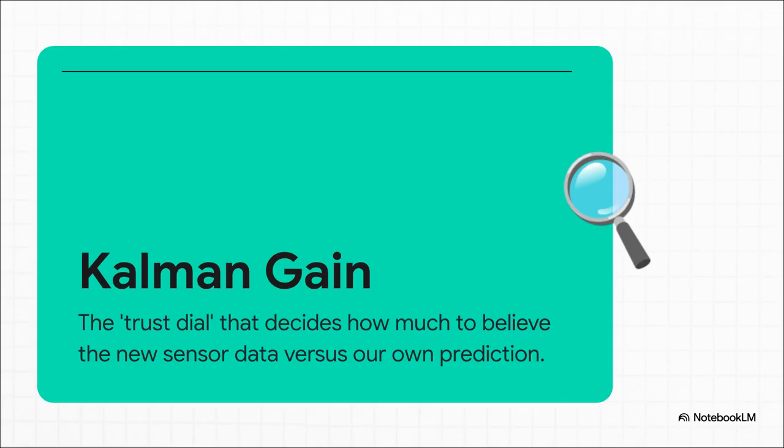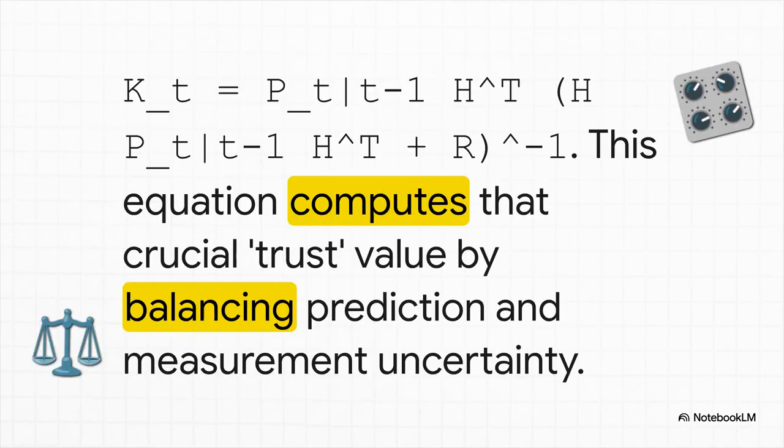This right here, this is where the magic happens. Now, I know what you're thinking. That equation looks a little intense. I get it. But just remember its job. All this math is just to compute that one single crucial trust value. It's just weighing the uncertainty of our prediction against the uncertainty of our new measurement to find that perfect balance.